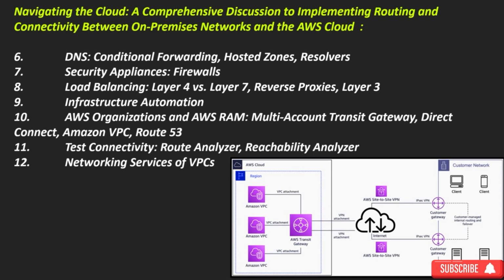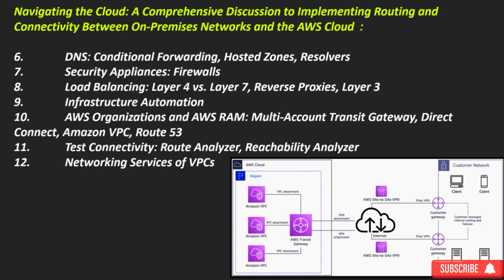In a cloud environment, security is very paramount. Firewalls act as the first line of defense. So understanding the capabilities of AWS security appliances helps in crafting a robust security posture too. Eighth point is load balancing, layer 4 versus layer 7, and reverse proxies, and layer 3 also, we need to discuss now.